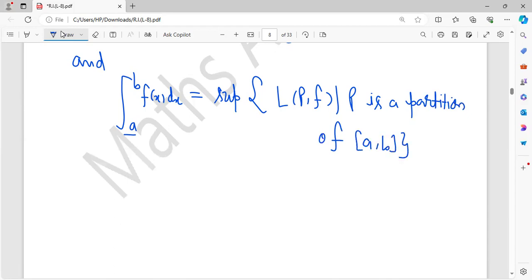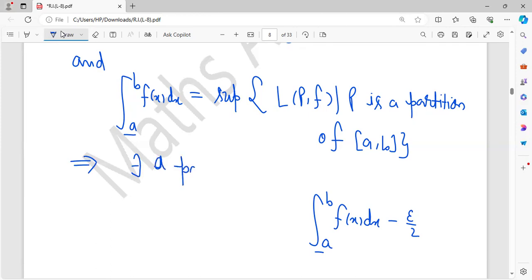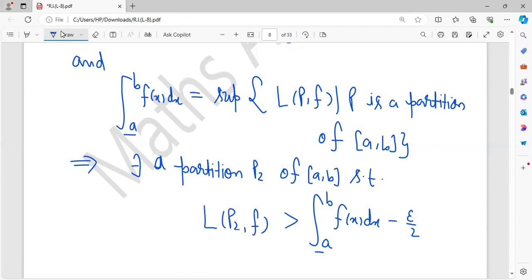So if I subtract something from the supremum, so this is the supremum and I am subtracting something from it, let's say epsilon by 2, there exists a partition P2 of [a, b] such that L(P2, f) will be greater, because we are subtracting a positive quantity from the supremum.